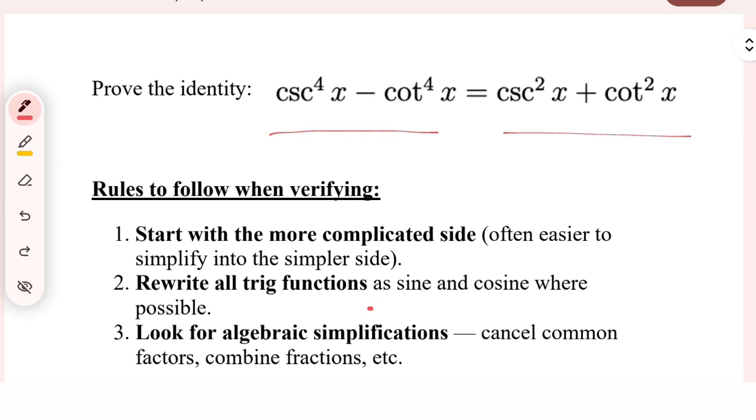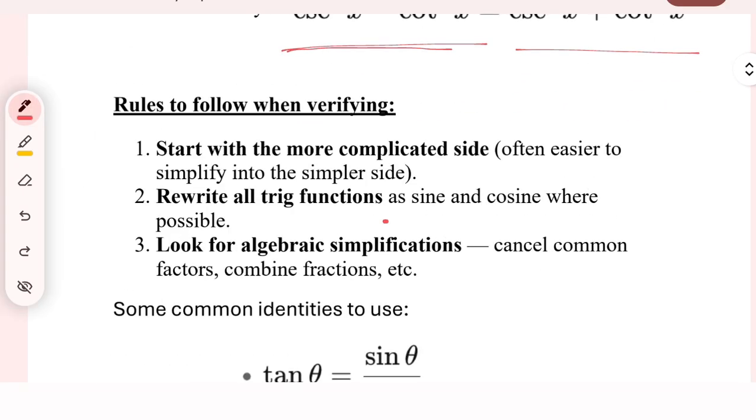Why? Because we have here functions that are raised to the fourth power. Cosecant to the fourth. We also have cotangent to the fourth. On the right side, we only have squared, right? Cosecant squared and cotangent squared. So I think we should start on the left side. All right, so that's the first rule.